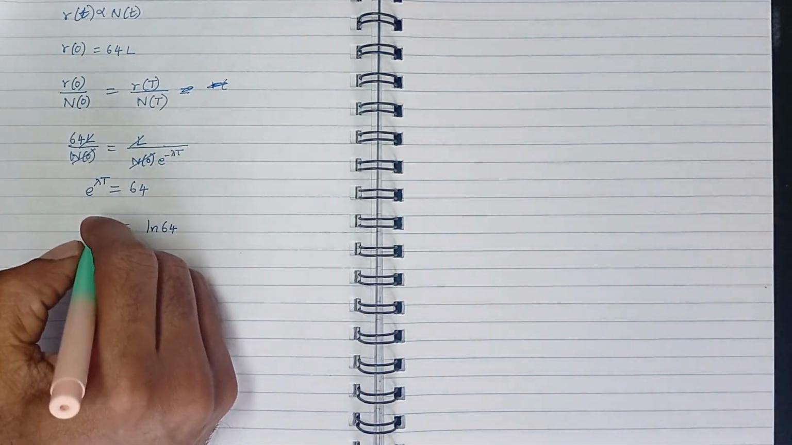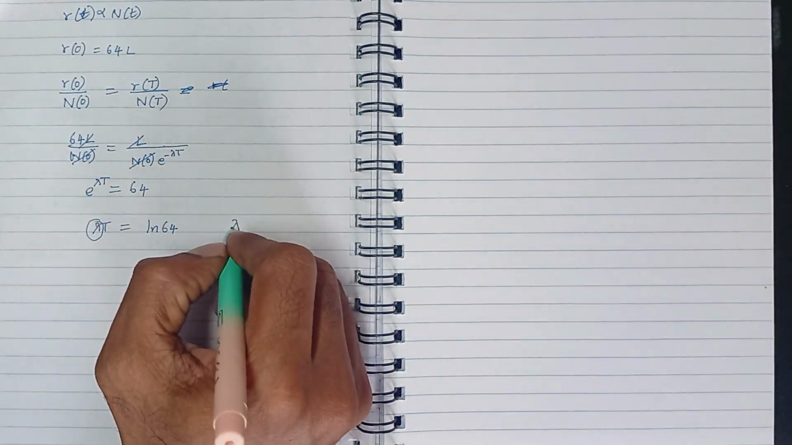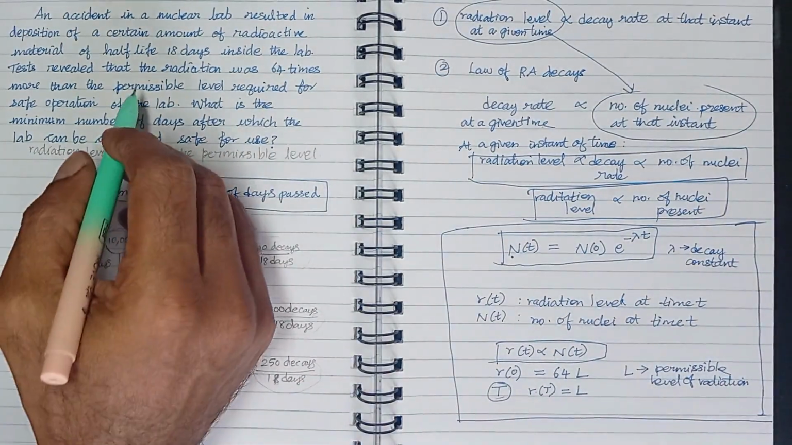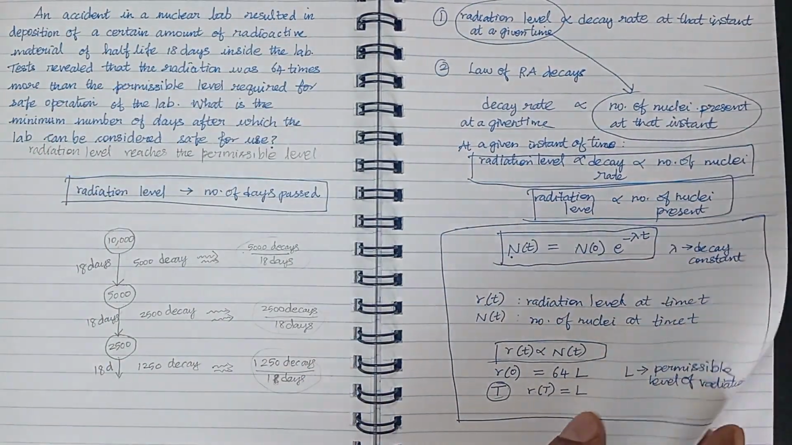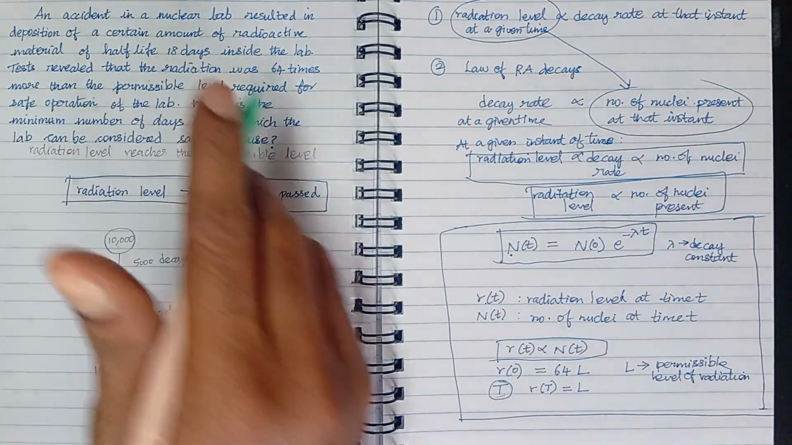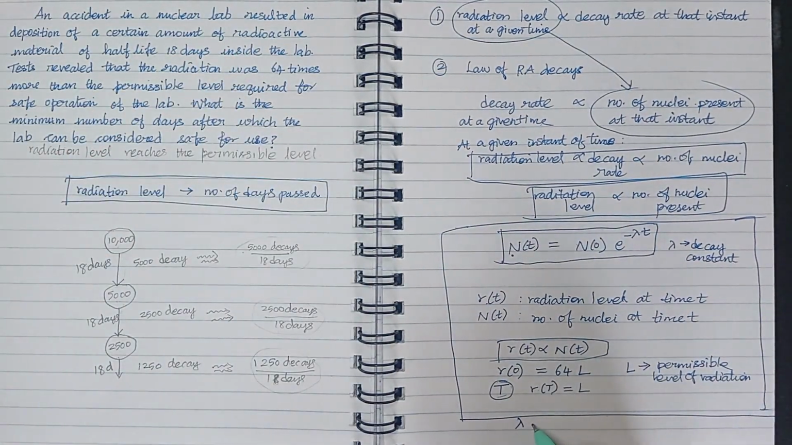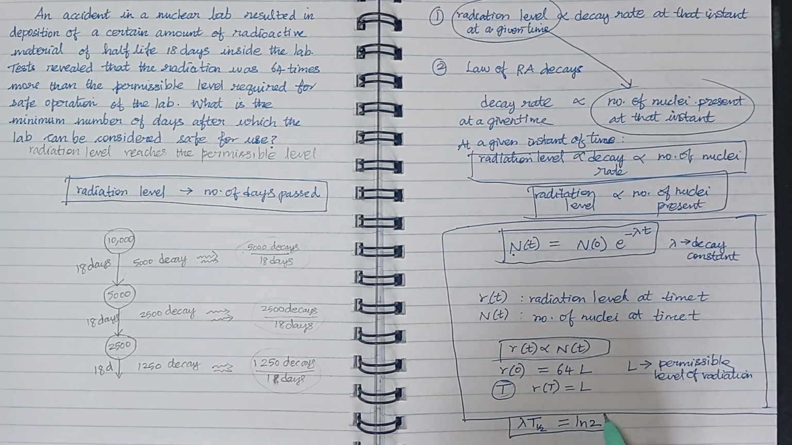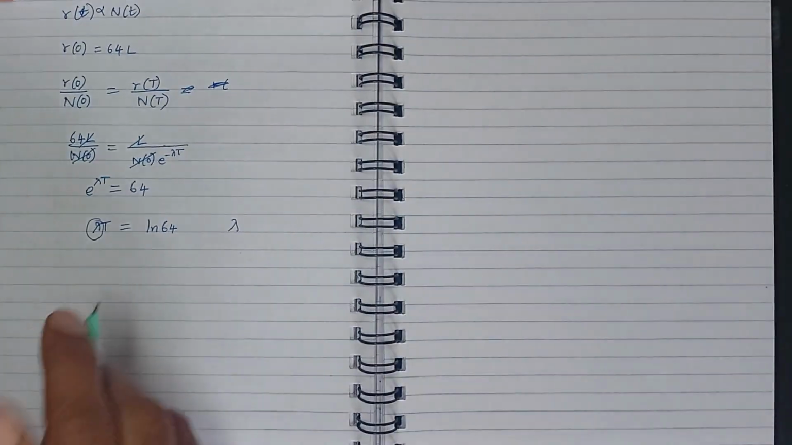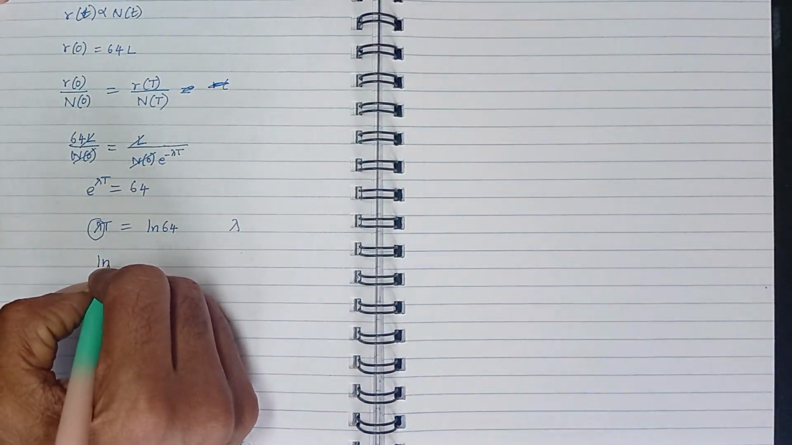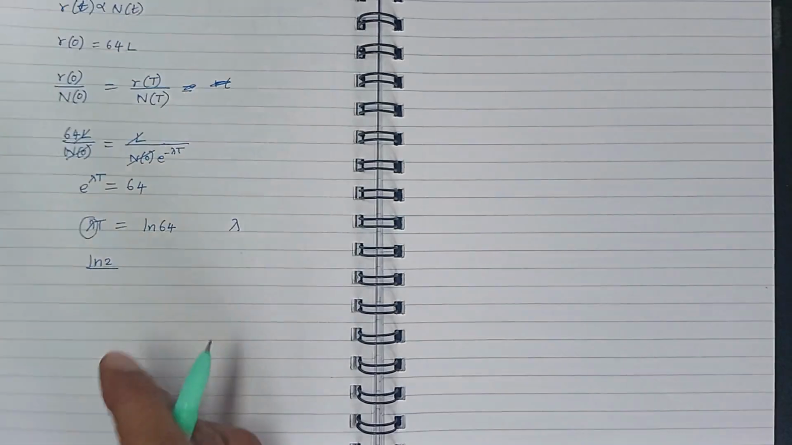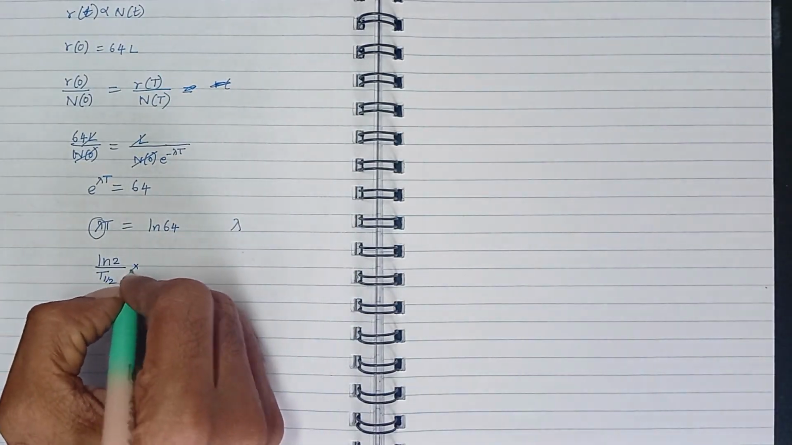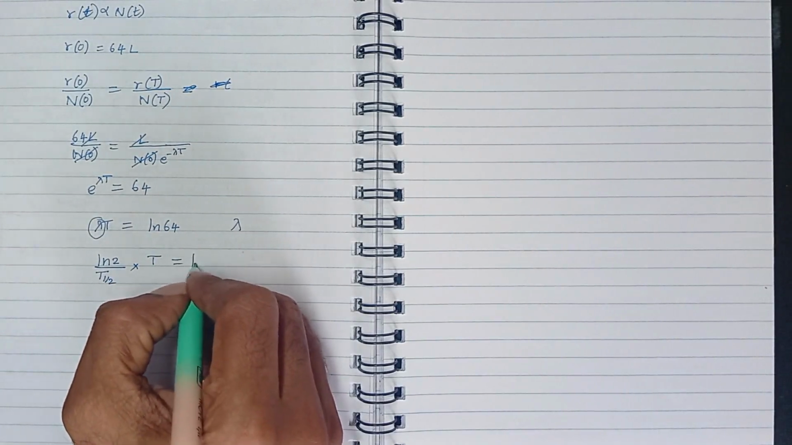Now what about this lambda? In the problem they have not provided anything about the decay constant, but they have provided the half-life period. The relationship between the half-life period and the decay constant is given by lambda times t half, where t half is the symbol for half-life period, equals ln 2. This is the relationship between decay constant and half-life period. So let's make use of this here. Instead of lambda we can write ln 2 divided by the half-life period, into t, which is what we need to find, equal to ln 64.